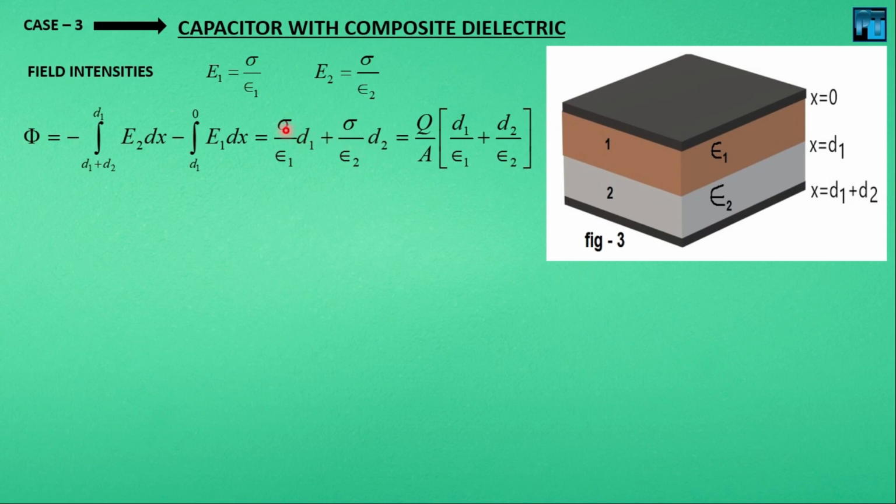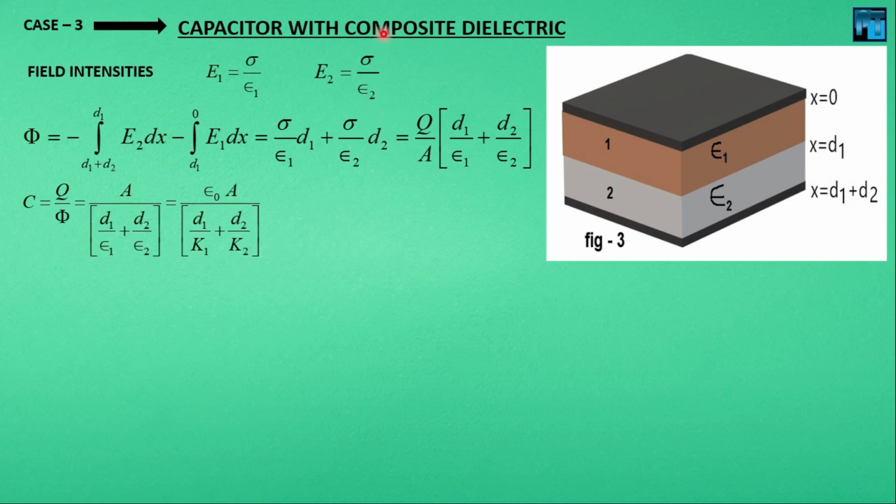We know that sigma equals q by a, so the whole thing becomes phi equals q by a into (d1 by epsilon 1 plus d2 by epsilon 2). So we have got our phi. Now C equals q by phi, that is epsilon naught a by (d1 by k1 plus d2 by k2).